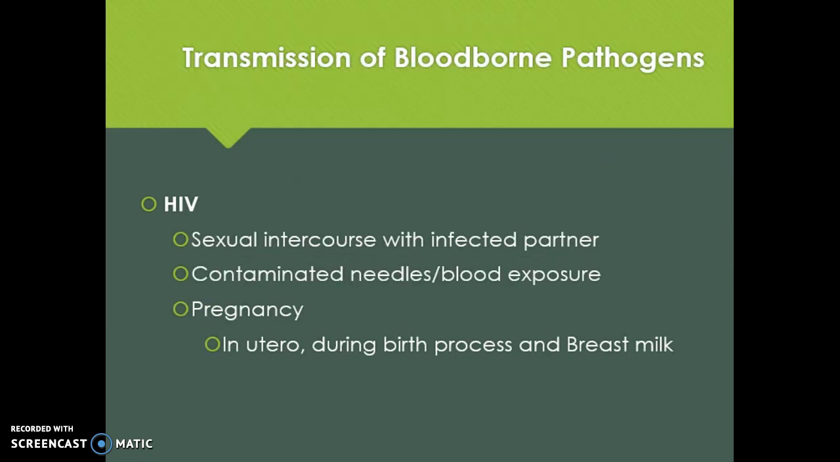HIV is transferred by sexual contact, intercourse with an infected partner, contaminated needles, and blood exposure. It can be transmitted through pregnancy from mother to baby, or through breast milk. They are finding that only 25% of babies born to moms with HIV actually have the virus. That is all because the placenta is a very good thing.